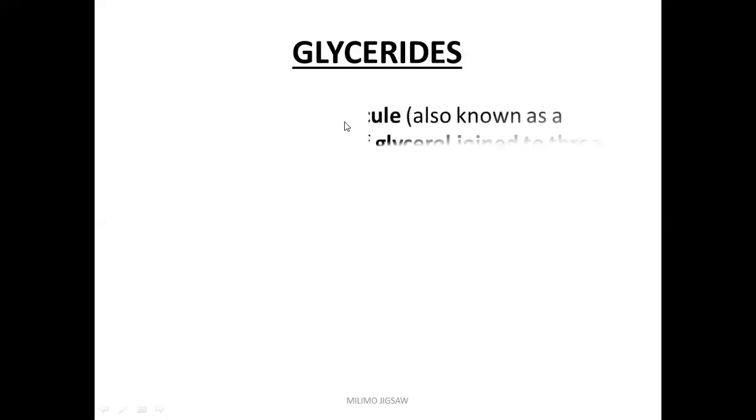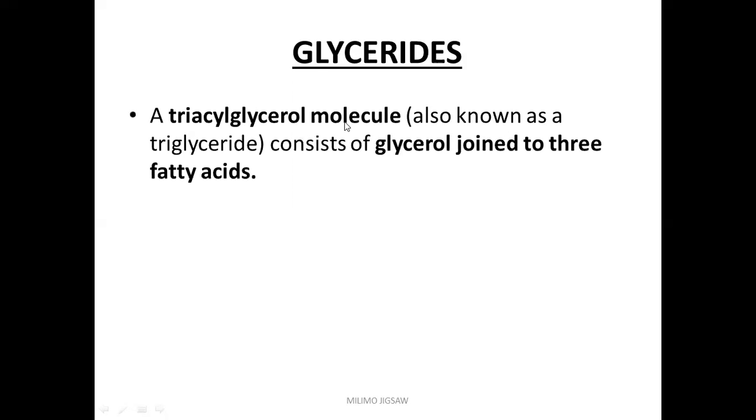So now when we look at a glyceride or a triglycerol molecule, it consists of glycerol, which is joined to 3 fat acids. So glycerol joined to 3 fat acids makes up a triacylglycerol molecule. So tri means 3, and the glycerol part there gives us the information that glycerol is part of the molecule. Glycerol is joined to these fat acids.